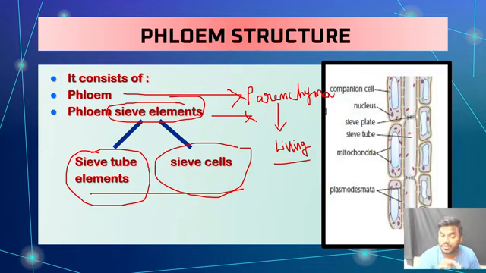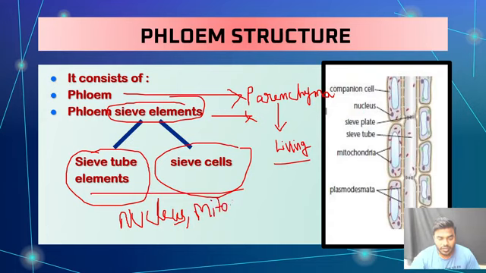Please listen to the statement I am giving you correctly, friends. Sieve tube elements and sieve cells are living at maturity. What, my friends? They are living at a mature stage. Friends, even though they are living at maturity, they do not have a nucleus, right? And they do not have certain other organelles also. So then how can they synthesize protein? They do not have a nucleus, they do not have mitochondria. Hence, my friends, they cannot synthesize their own proteins.